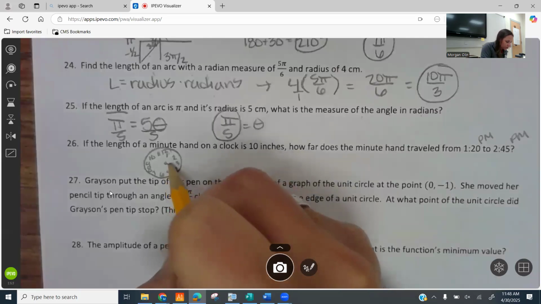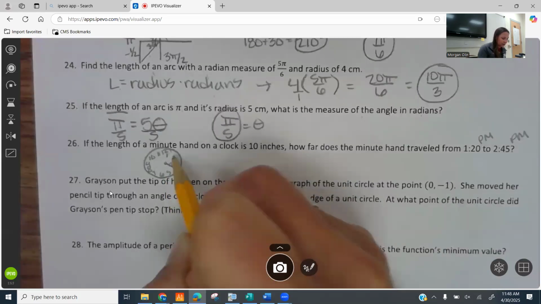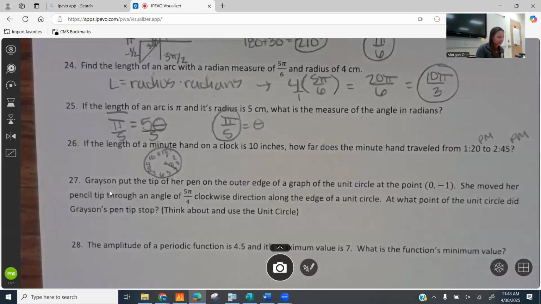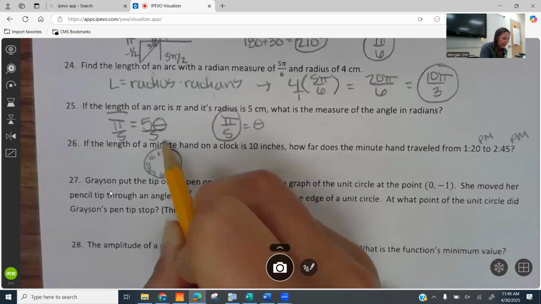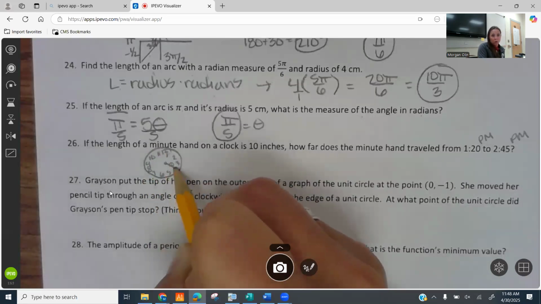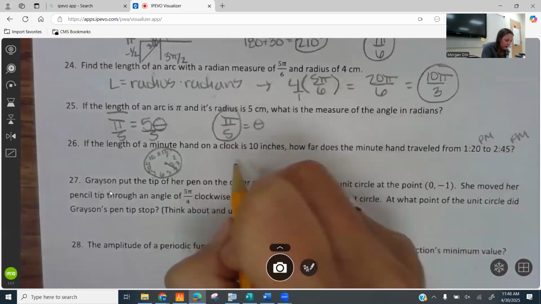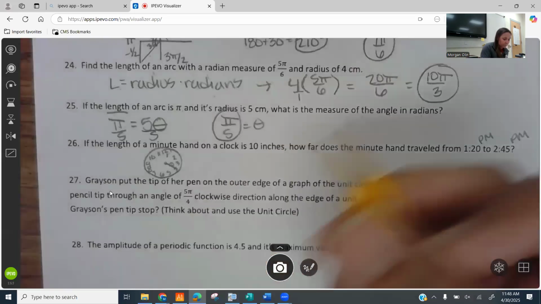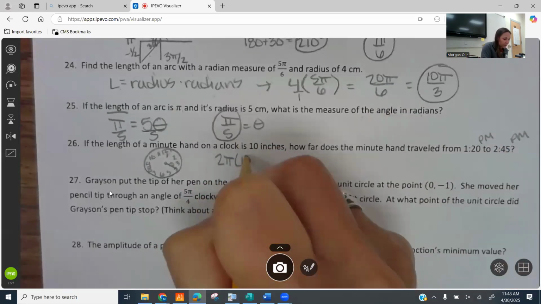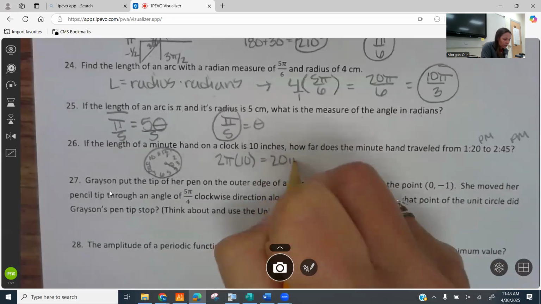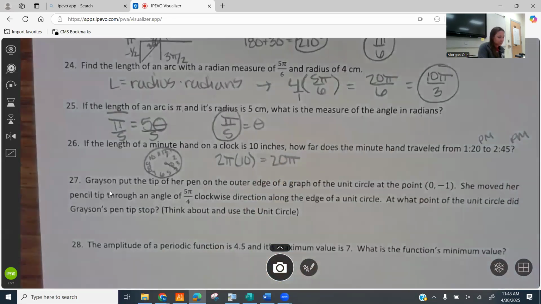So the minute hand starts here, and this is the length of 10. Now it starts right here. And then think about it. If I go around, that's going to be 220. So I go around once, the length of 1 time. So that's radius times radians, or basically the whole. So far I've gone 20 pi. This is 1 time around.